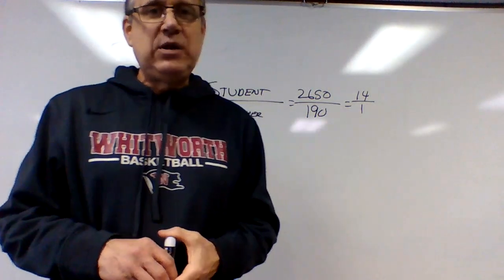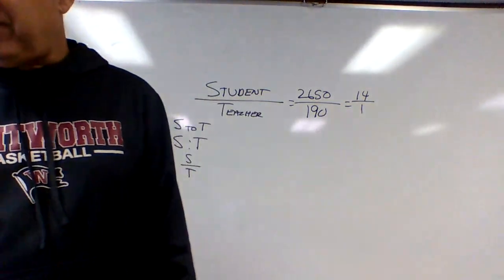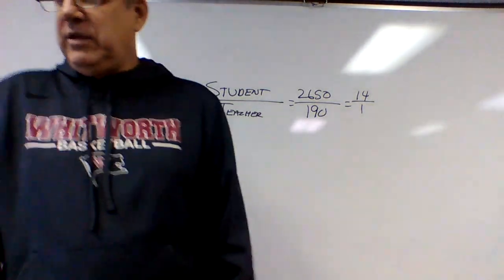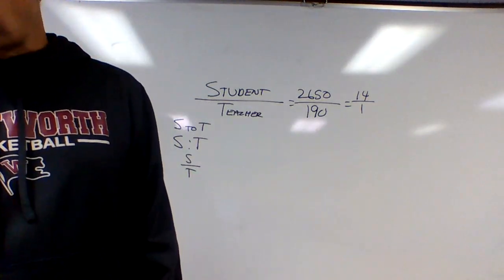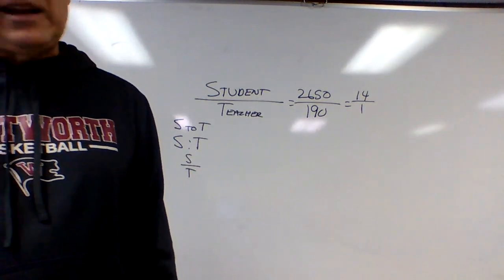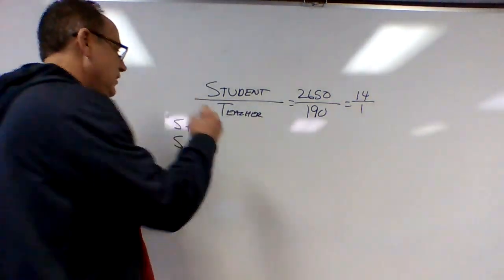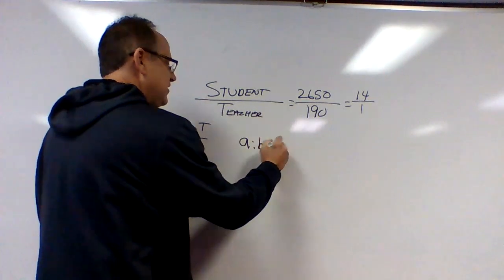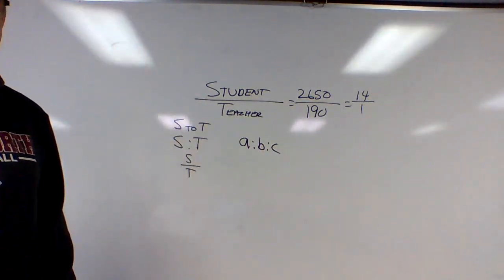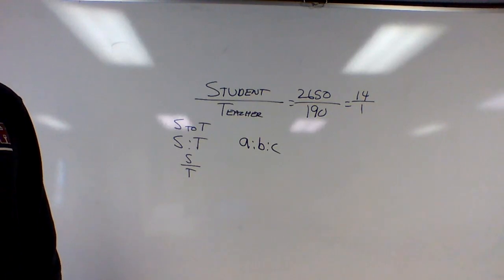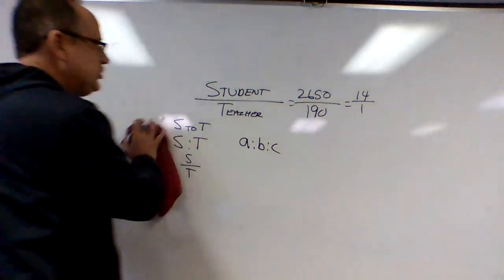At the bottom of page 461, extended ratios can be used to compare 3 or more quantities. We can set it up using colons, A to B to C, like this. Now we turn the page to 462 and look at the top of the page at example 2.